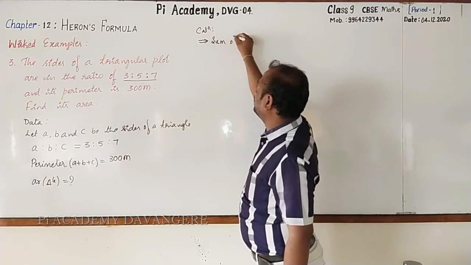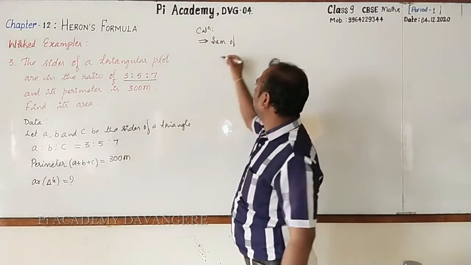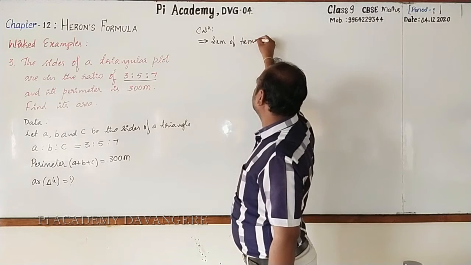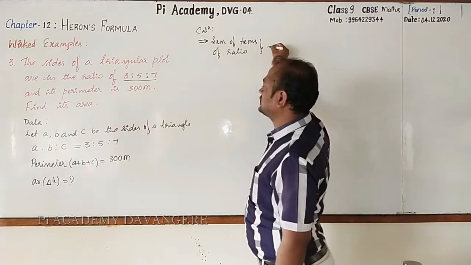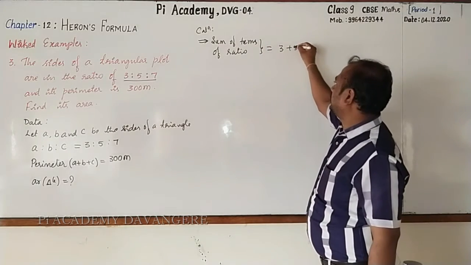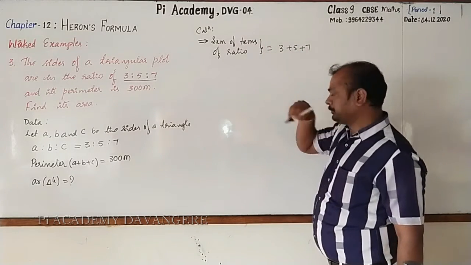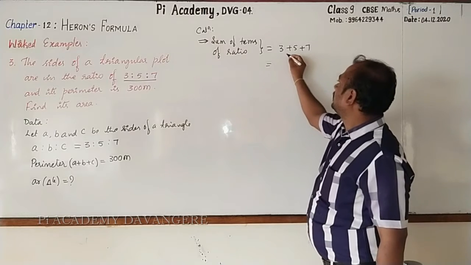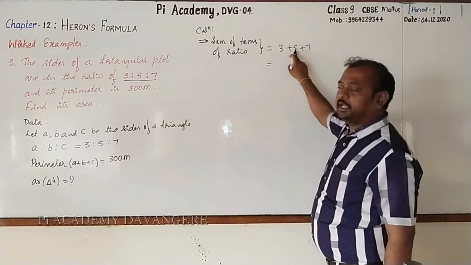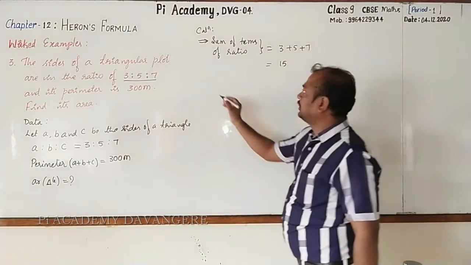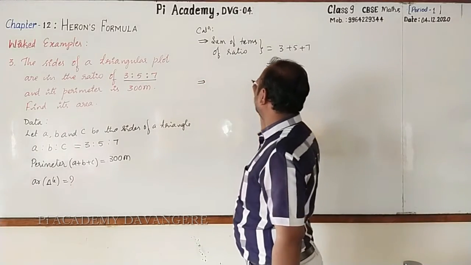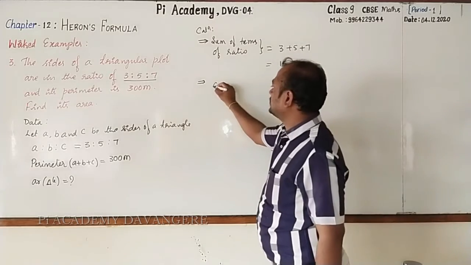Sum of terms of ratio is equal to 3 plus 5 plus 7. This is equal to 3 plus 5, 8, 8 plus 7, 15. Followed? Now let us go for finding the sides one by one. What is the first side?